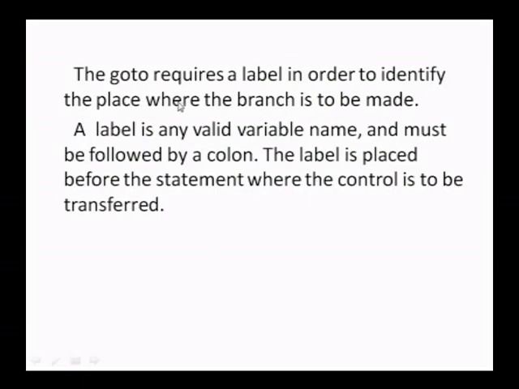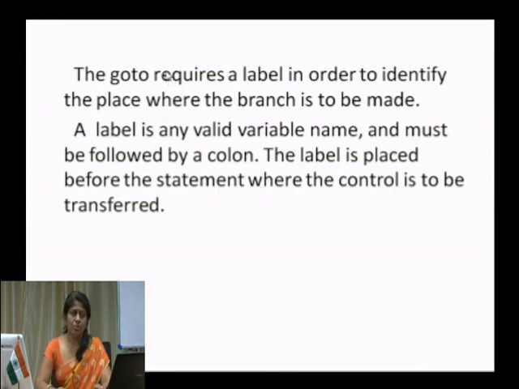Now, the conditions for how the goto could be used. The goto requires a label in order to identify the place where the branch is to be made, and a label is any valid variable name and must be followed by a colon. The label is placed before the statement where the control is to be transferred. So this has to be followed in case we are going to make use of the goto statement.